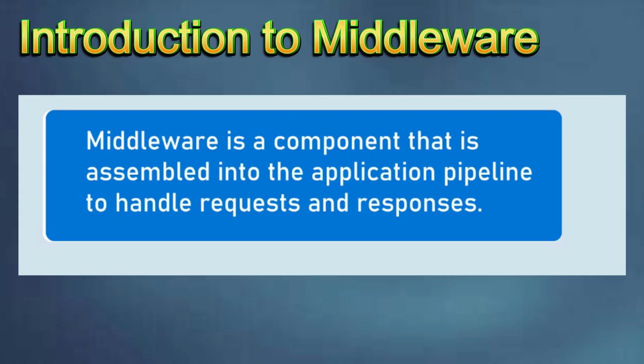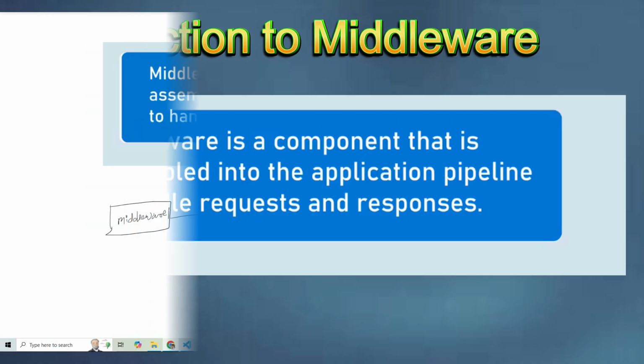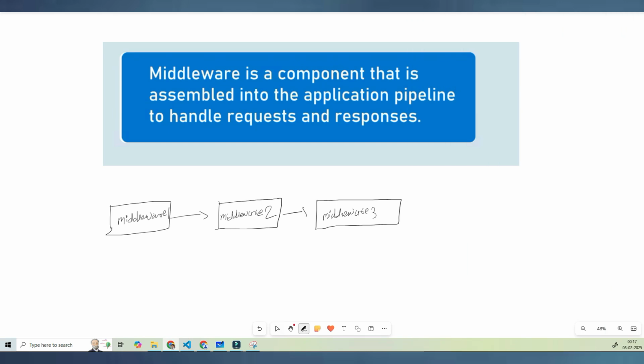Guys, middleware is a component that is assembled into the application pipeline to handle the request and responses. So how can we understand this definition? Imagine a set of methods that execute one after another whenever you receive a request. In this case, those methods are called middleware.